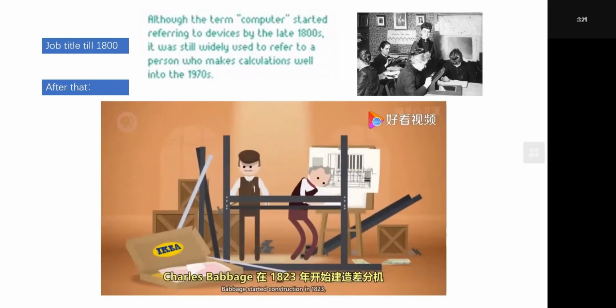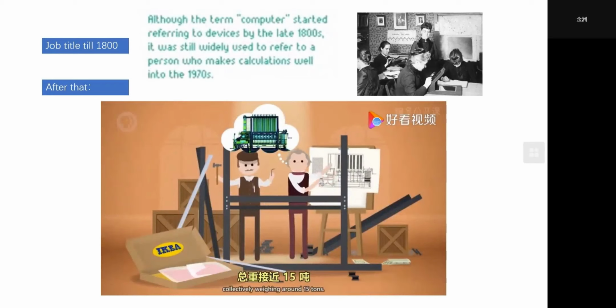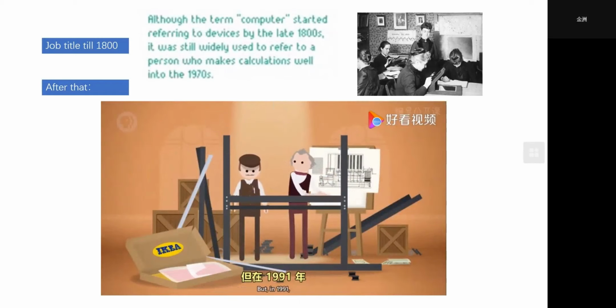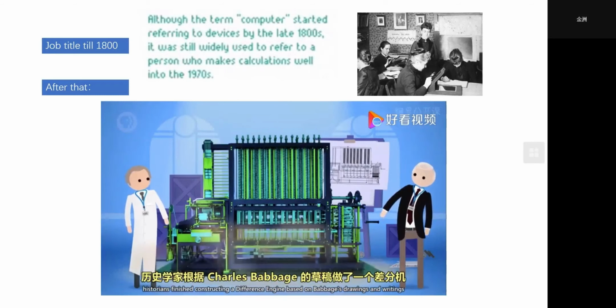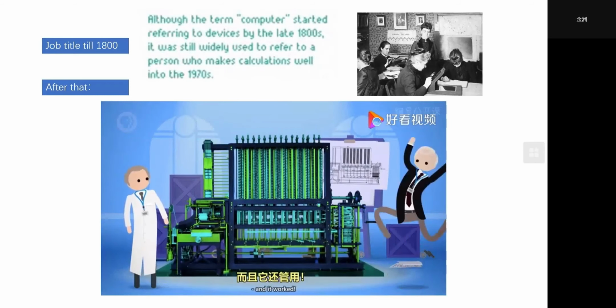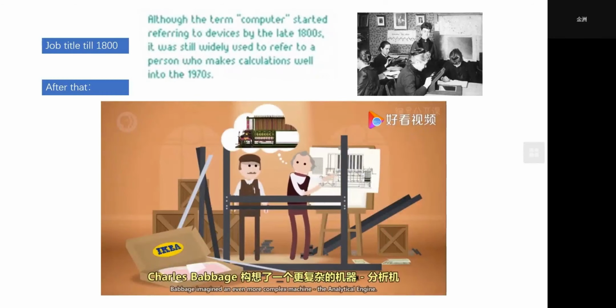Babbage started construction in 1823, and over the next 2 decades tried to fabricate and assemble the 25,000 components, collectively weighing around 15 tons. Unfortunately, the project was ultimately abandoned. But in 1991, historians finished constructing a difference engine based on Babbage's drawings and writings, and it worked. But more importantly, during construction of the difference engine, Babbage imagined an even more complex machine, the analytical engine.